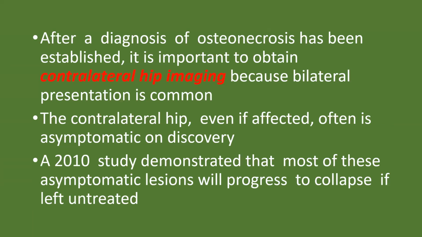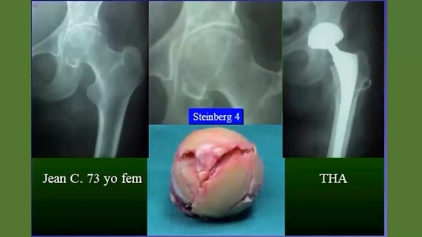Okay, so the contralateral hip, even if affected, often is asymptomatic on discovery. A 2010 study demonstrated that most of these asymptomatic lesions will progress to collapse if left untreated. So you have to do a core decompression. This is a patient who was late. He had a depression of his chest, sign of his necrotic component, who ended up having a total hip arthroplasty.